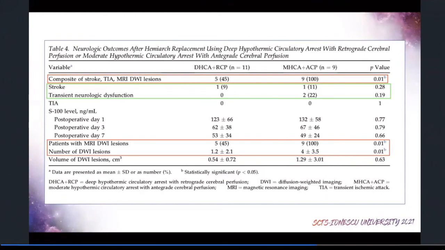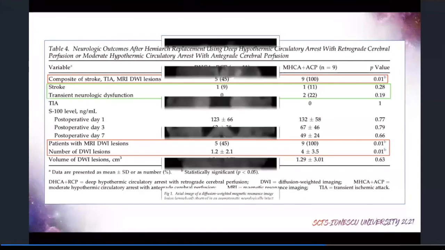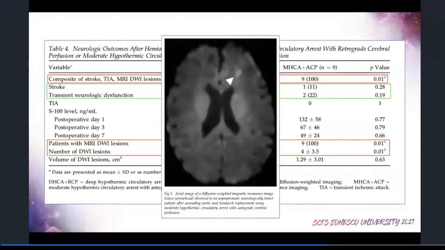Not only did 100% of the MHCA group patients have a stroke, but the average number of DWI lesions was significantly higher at 4 compared to 1.2 in the DHCA group. And the volume of these lesions was different, but not statistically significant. So not only did every patient in the MHCA group have a stroke, they had more hits to the brain than the DHCA group. And this is what one of those DWI lesions looks like on MRI imaging.